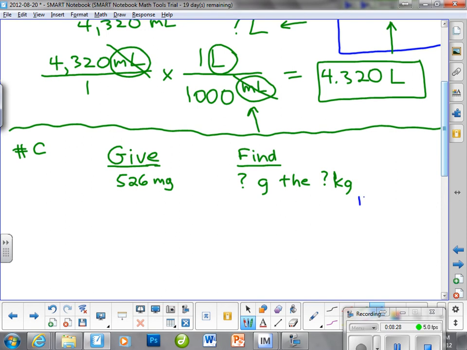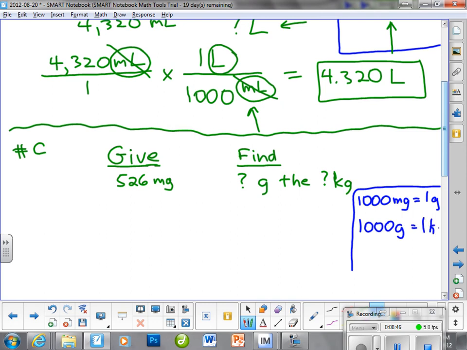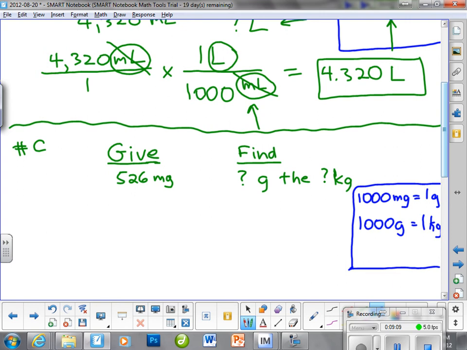We got 1,000 milligrams is equal to 1 gram. That's good information. And then we have 1,000 grams is equal to a kilogram, because kilo stands for 1,000. So that means kilogram means 1,000 grams, where milligrams means 1/1000th of a gram. 1/1000th is equal to 1,000 milligrams. Okay. So now we're ready to go ahead and work our problem.